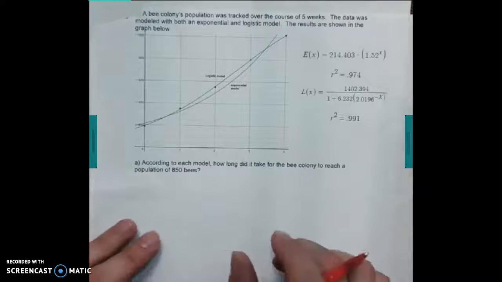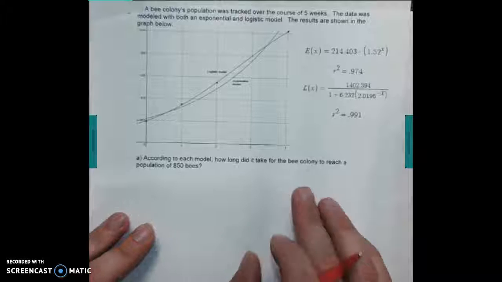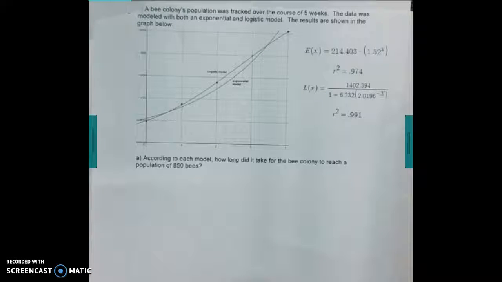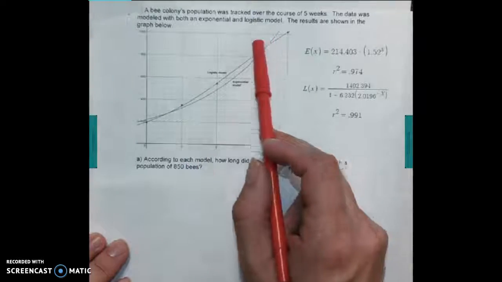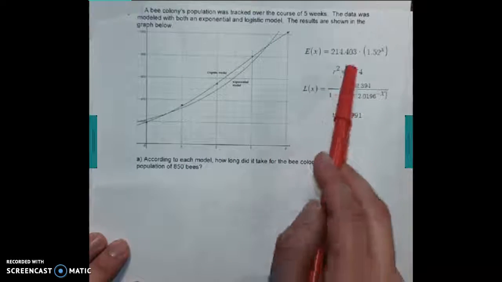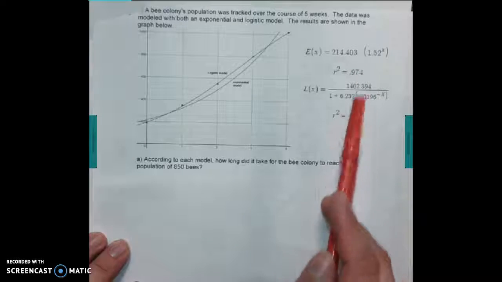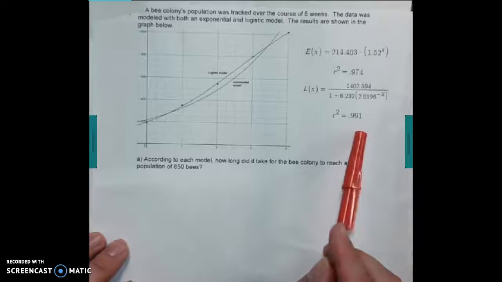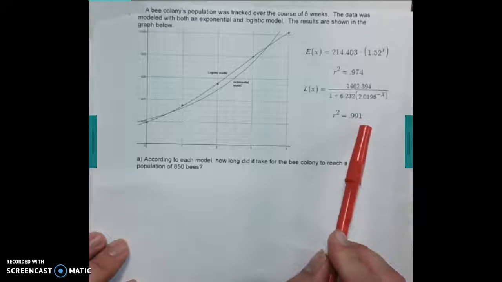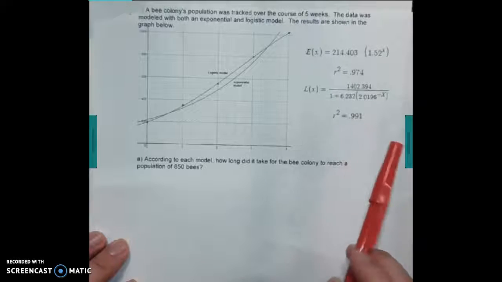A bee colony's population was tracked over the course of 5 weeks. The data was modeled with both an exponential and a logistic model, and the results are shown in the graph below. So I've got the logistic model, I've got the exponential model. Here are the equations and the r-squareds. Looking at these r-squareds, it looks like logistic's better because the r-squared is closer to 1. It's marginally better, at least.